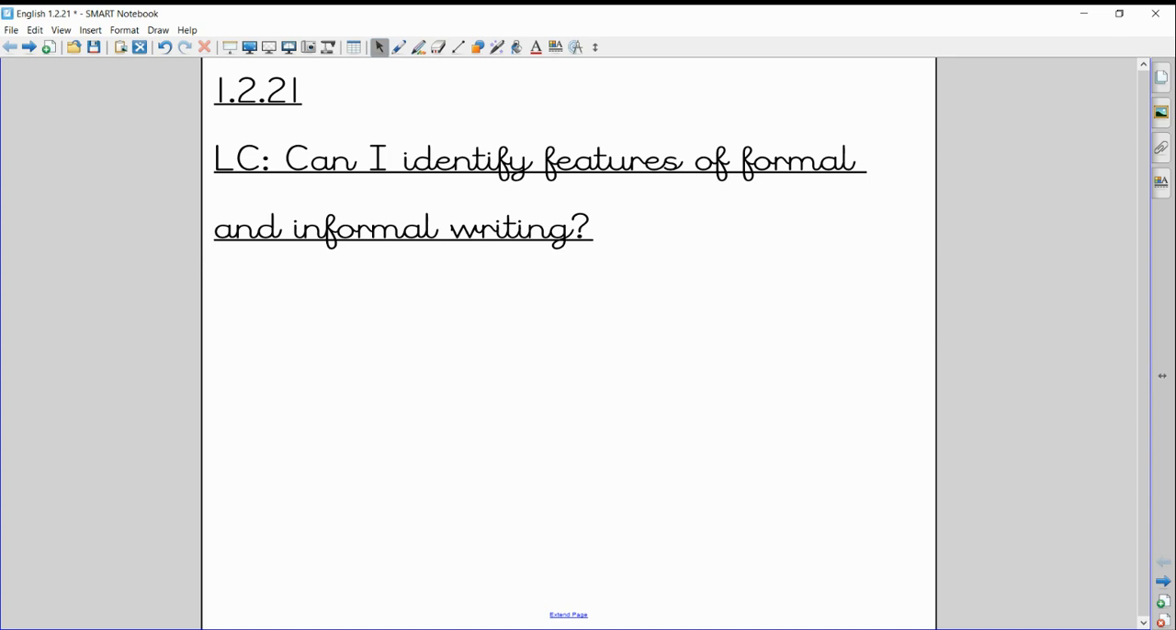As you can see on the LC today, we're going to try and identify features of formal and informal writing. We're going to be looking at this today and tomorrow. Okay, so concentrate on those two words, formal and informal.